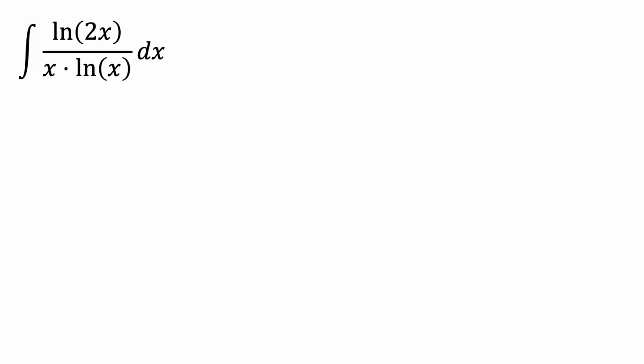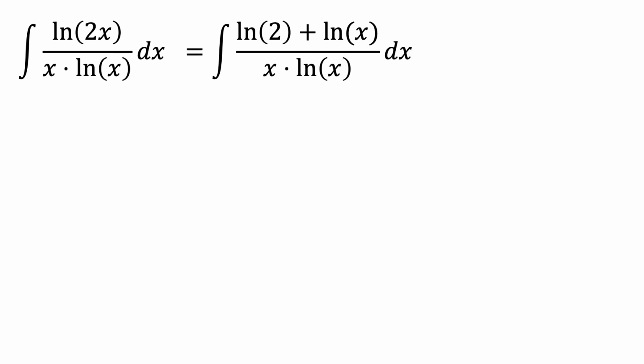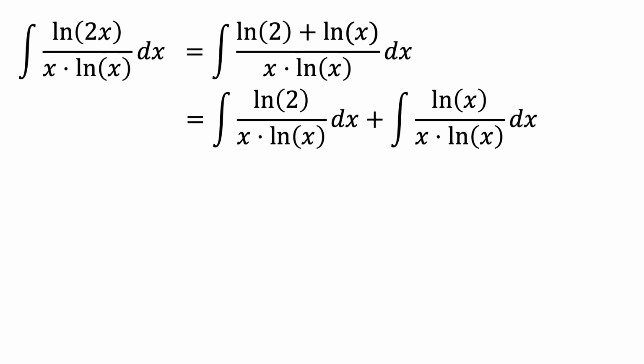The first integral is the natural log of 2x over x times the natural log of x with respect to x. Using a rule from algebra, I can split up the numerator into the natural log of 2 plus the natural log of x. This can be split up into two separate integrals, namely, the integral of the natural log of 2 over x times the natural log of x plus the integral of the natural log of x over x times the natural log of x.